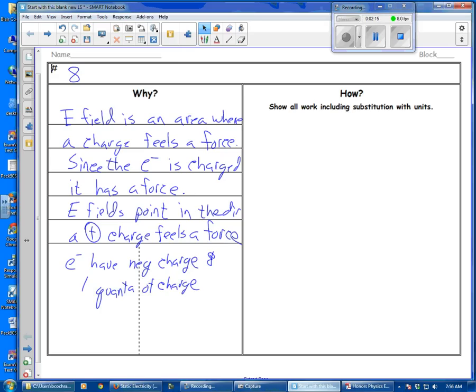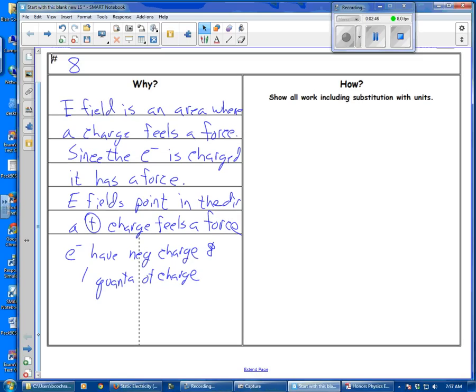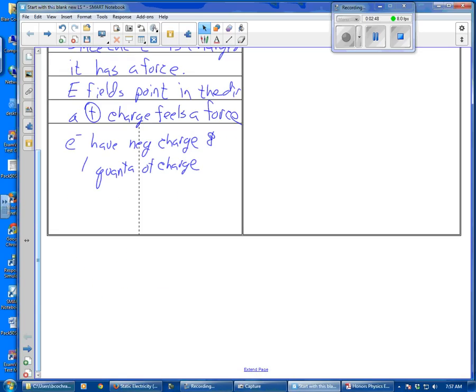So you've shown that you understand what an E field is, the direction by default an electric field points, the fact that since an electron is charged, it will feel a force, and the physical qualities of that charge on the electron. So that would be a complete Y. Actually, this one mentions force, doesn't it? So we need a force diagram. I'm just going to do it down here.